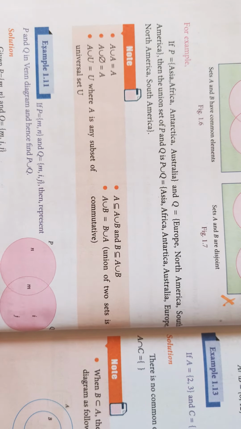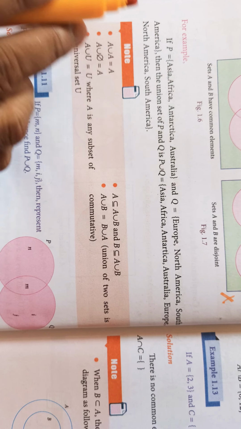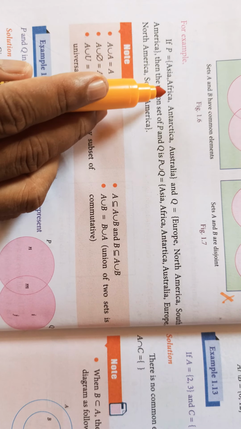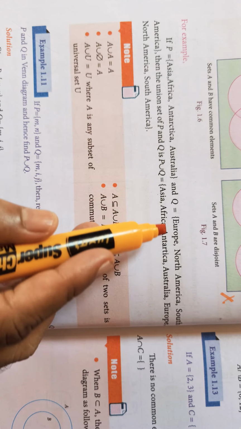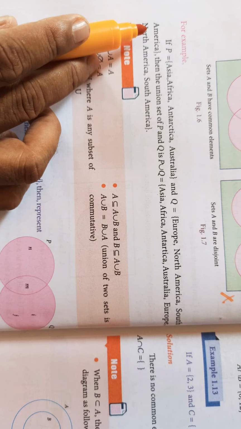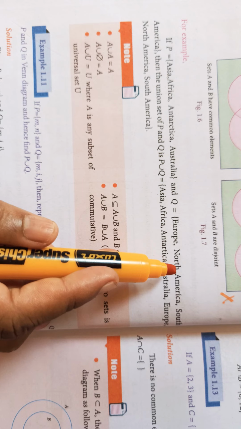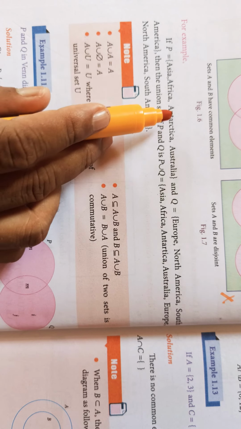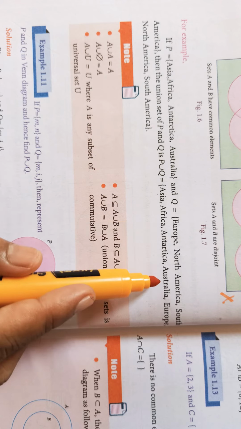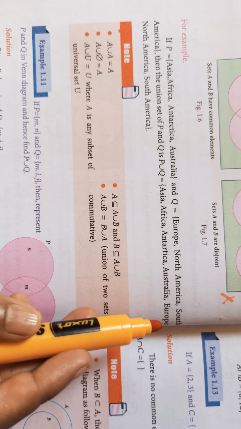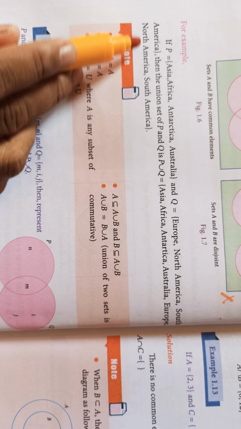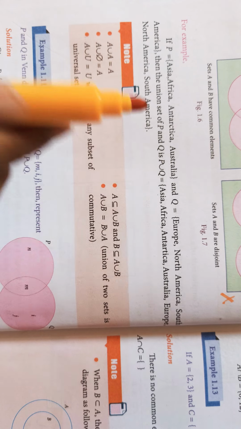We come to the example of union. For a union you must be given two sets. P is equal to {Asia, Africa, Antarctica, Australia}. Q is equal to {Europe, North America, South America}. When we find the union of it, we will not repeat any element, but we will write all the elements. We start with Asia, Africa, Antarctica and Australia, so we write all the values first. Then Europe, which is only once, is not repeated. North America is not repeated. South America is also not repeated. We write all the values.